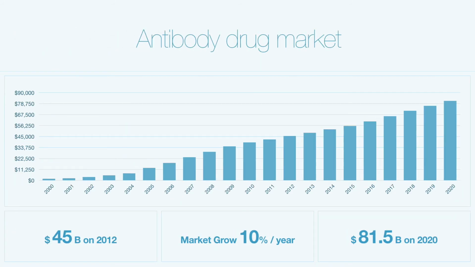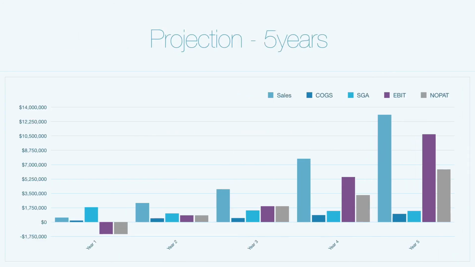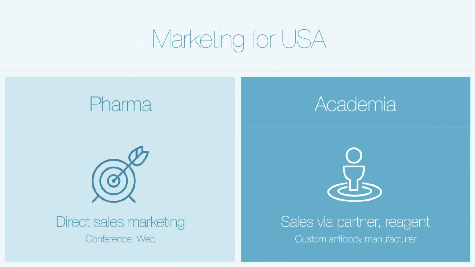The antibody drug market is already a $45 billion market, and it's still growing a lot. And so we want to have a high impact in this market. This is our 5-year plan, and in our first 2 years, we'll initially only offer our antibody screening service. But in the 3rd year, we'd like to enter into collaborative work with another pharmaceutical company to fully develop an antibody drug. So the majority of our clients are based in the US.